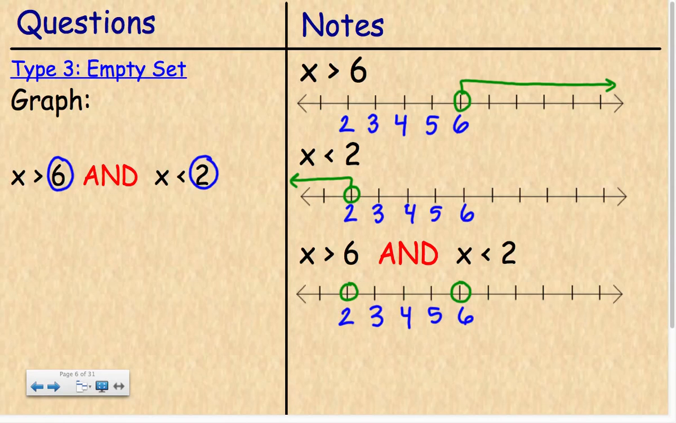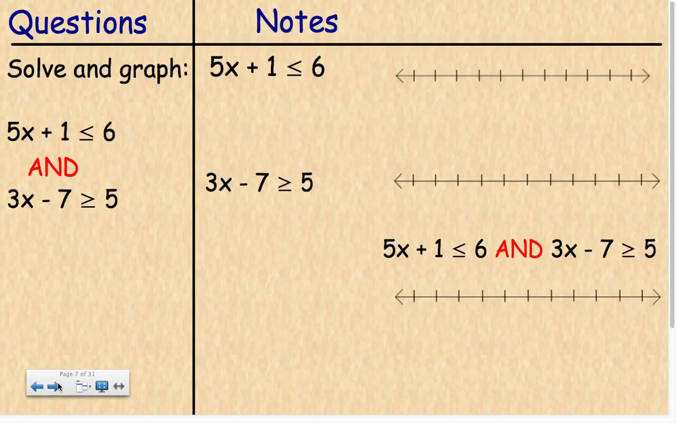So there are no numbers that are both bigger than 6 and smaller than 2, so we're going to write empty set. And if you think about that logically, can you have a number that's smaller than 2 and bigger than 6? No, you can't. So the answer to that one is empty set.